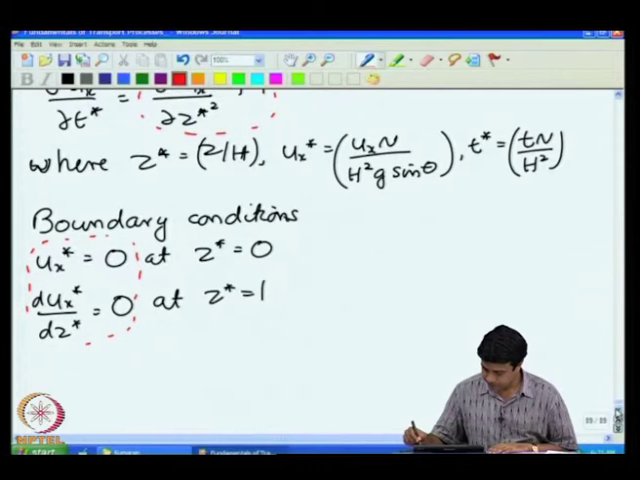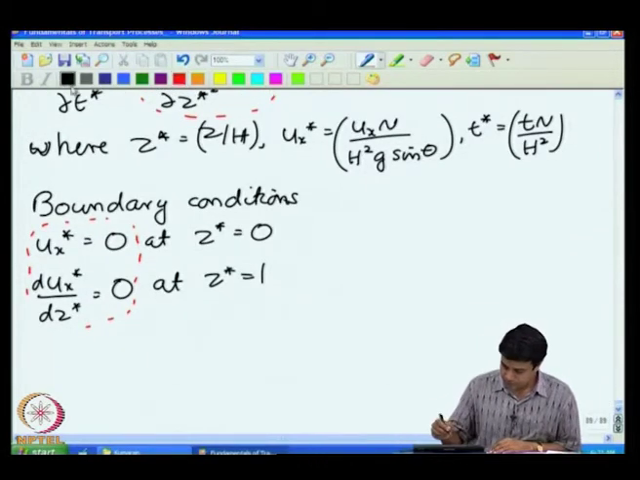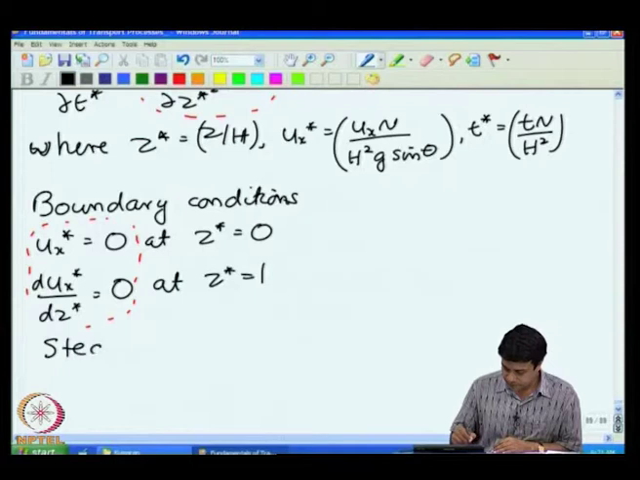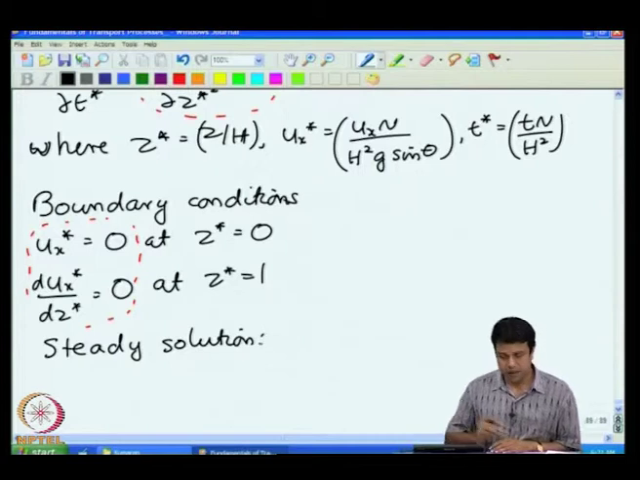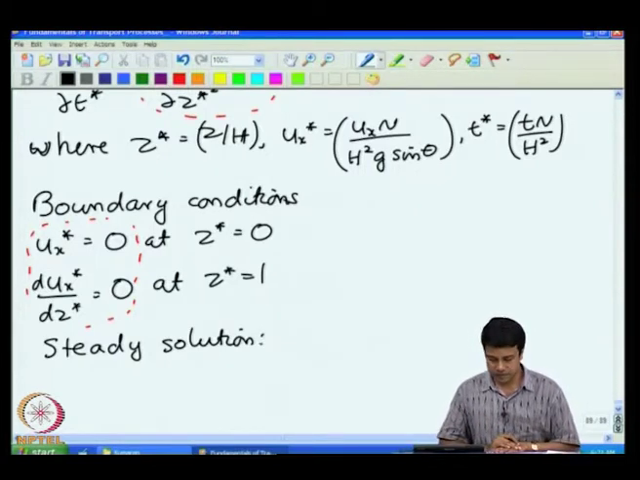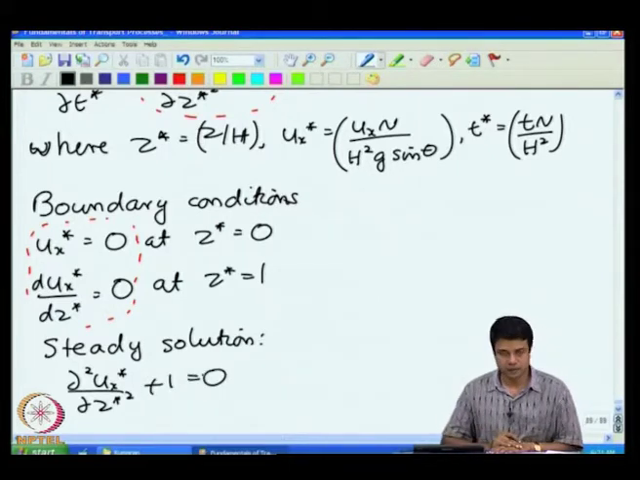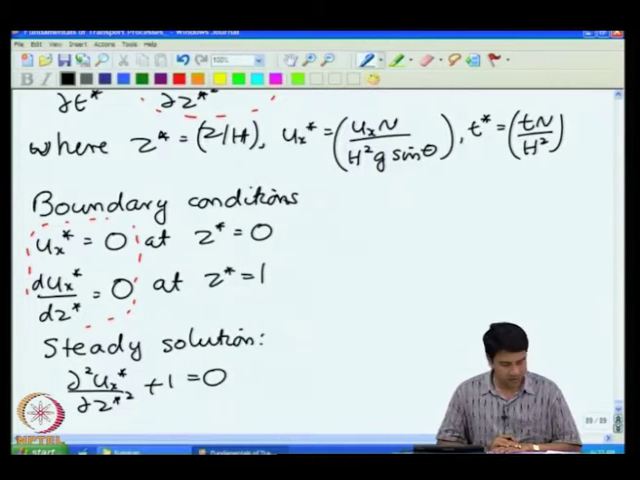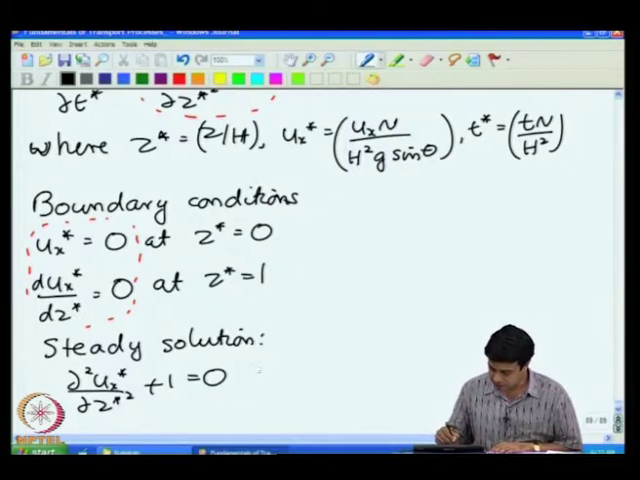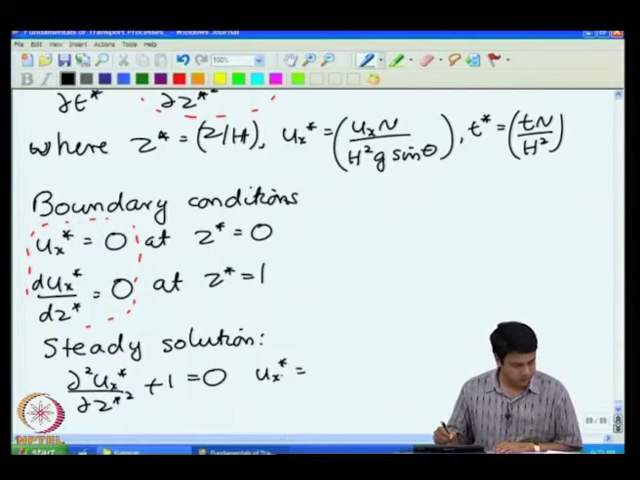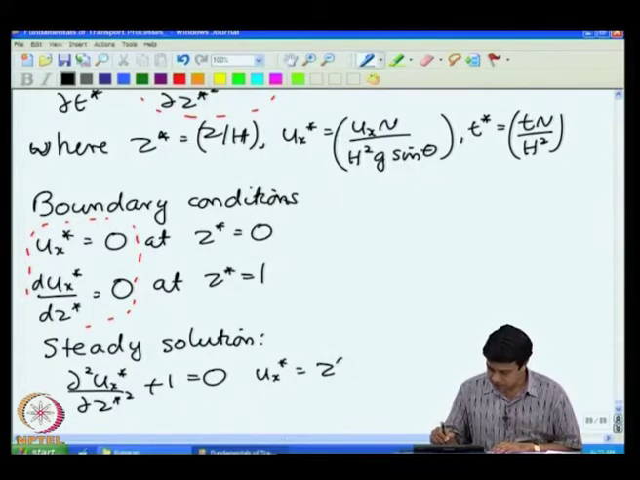So, first thing, steady solution in the absence of any time dependence. The equation becomes d square ux by dz square plus 1 is equal to 0. And the solution is quite easy to get. The solution for this is ux is equal to z minus z square by 2.